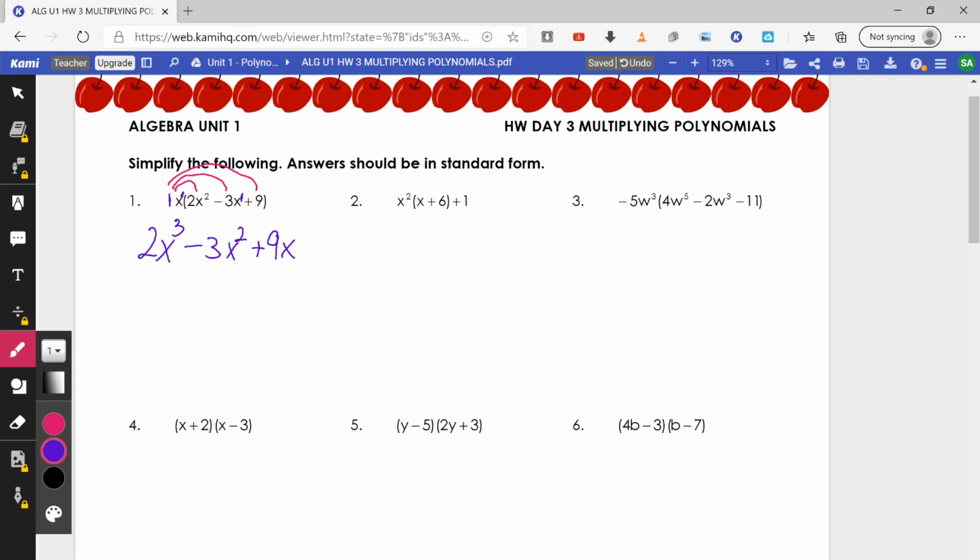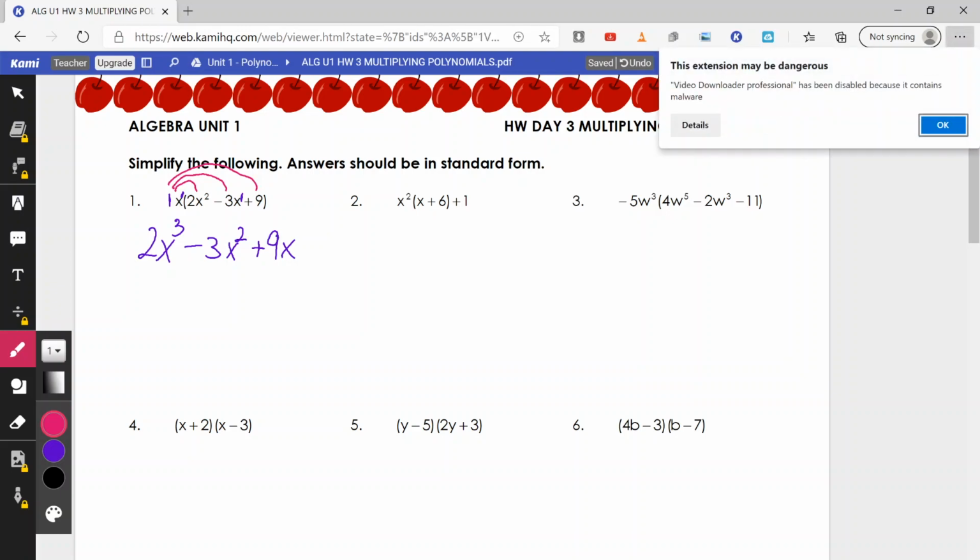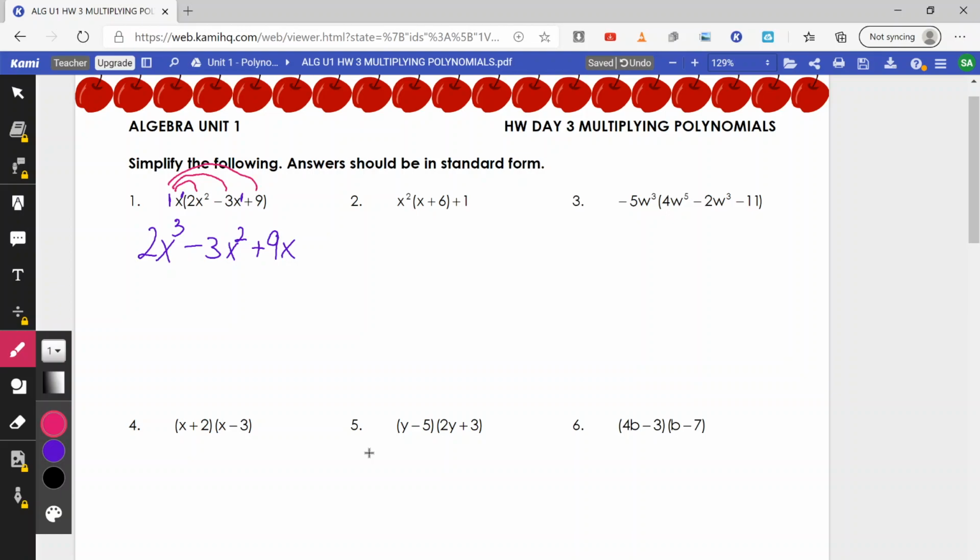Number 2, we'll do the same thing, only I'll use the box method in this one. Well, in this case, I'm only going to use distribution. I only use the box method if I'm multiplying 2 items times 2 items, 2 items times 3, 3 items times 3 items. Anytime it's a monomial times a binomial, I'm going to use distribution.